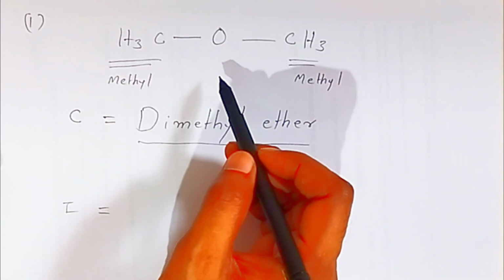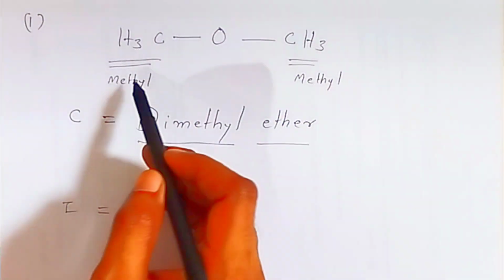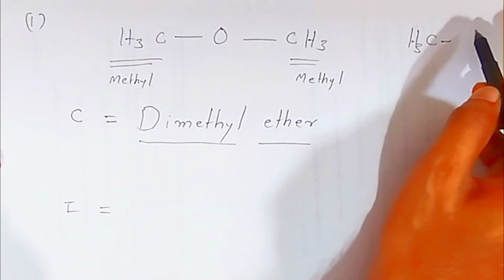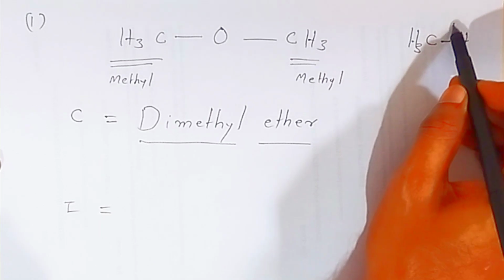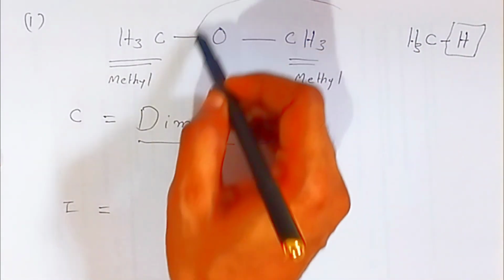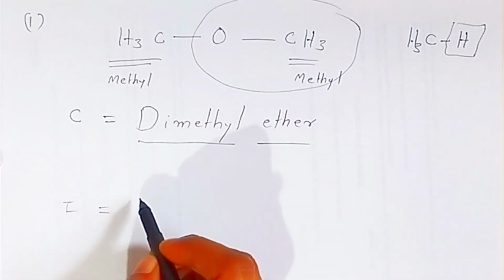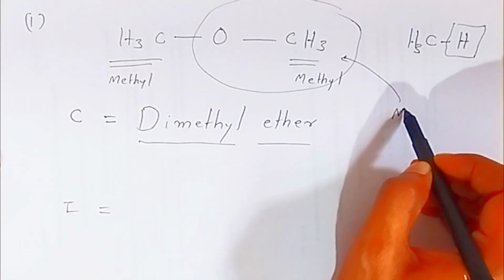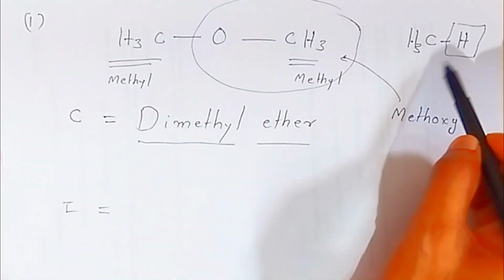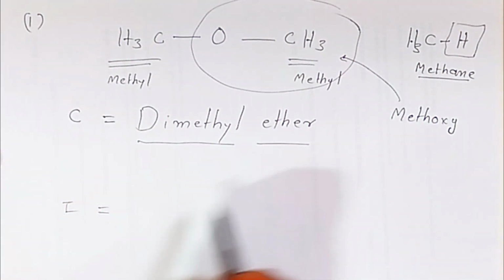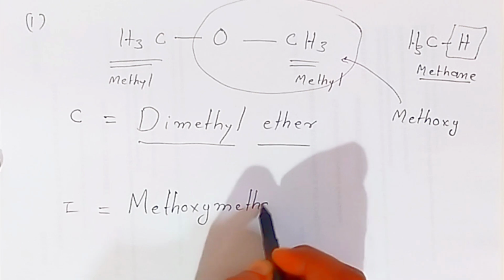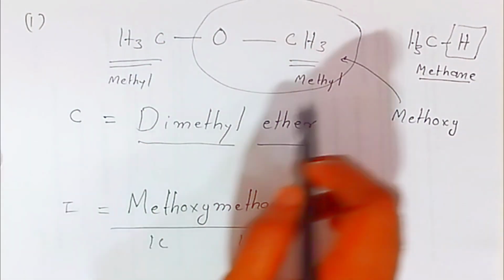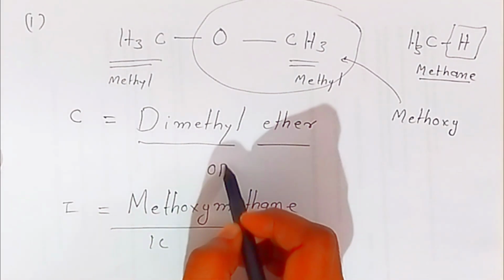Since it is a derivative of alkanes, and both are the same type of alkane, this is the derivative of methane. When hydrogen of methane is replaced by this alkoxy group, this is methoxy. This whole group is called methoxy, and it is derived from the alkane methane. So we call it methoxymethane. This is a two carbon containing molecule, and we call it methoxymethane, or you can say dimethyl ether.